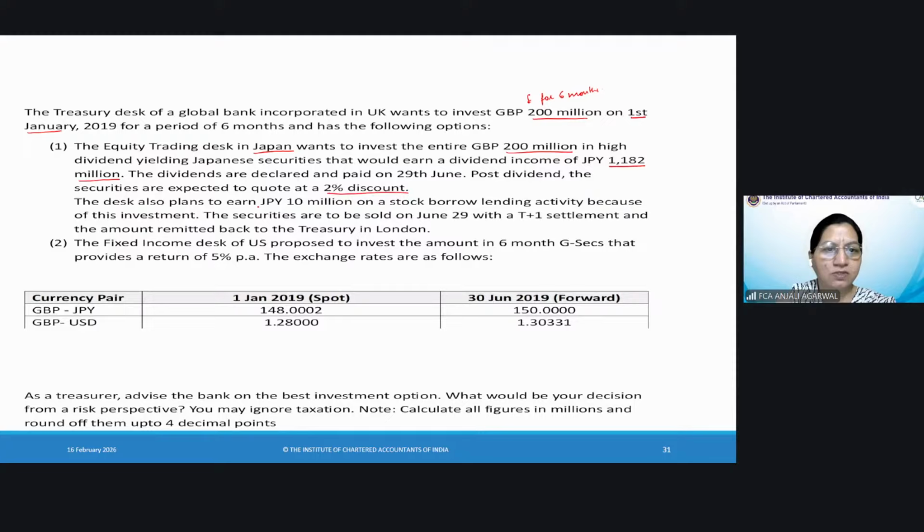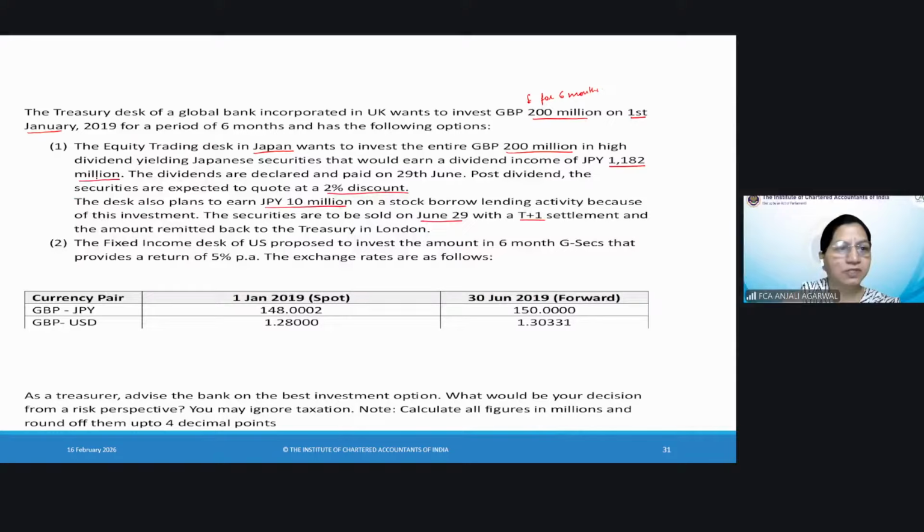The desk also plans to earn Japanese yen 10 million on a stock borrow lending activity because of this investment. So another 10 million return because of the stock borrowing and lending activity. The securities are to be sold on 29th June with a T+1 settlement. So that means on 30th June, you will get your money back. And this amount is then remitted back to the treasury in London.